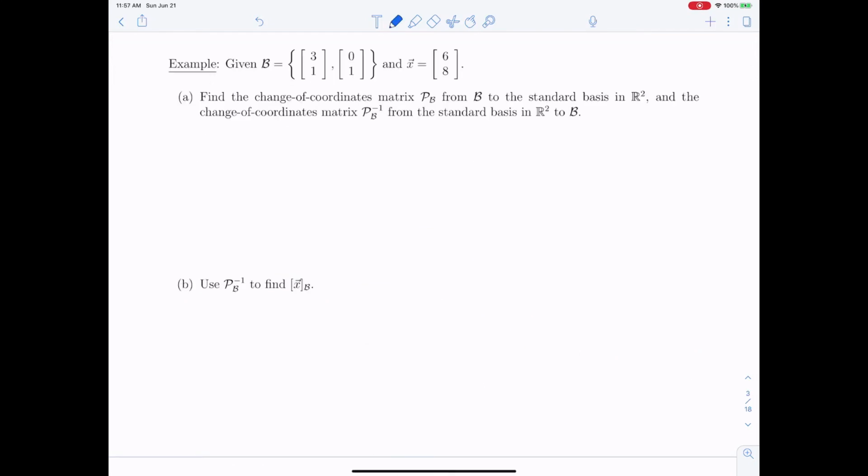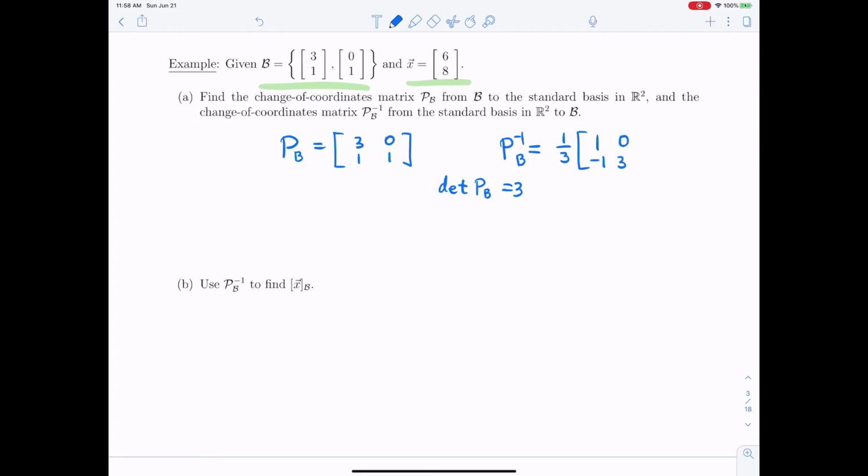Okay, so let's practice with this example. Suppose that B is given by these two vectors and x is given by (6, 8). Then we can tell that P sub B, which is the change of coordinate matrix from B to the standard basis, is given by the matrix of the column vectors of B. So 3, 1, 0, 1. Then we can easily calculate the inverse matrix in this case. I think the determinant of P sub B equals 3. So the inverse should be 1/3 times 1, 0, -1, 3.